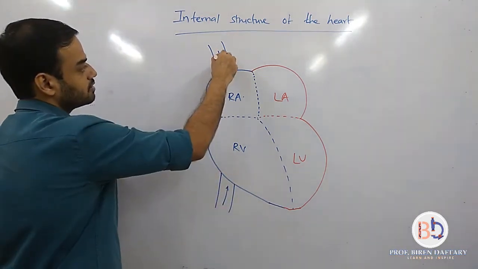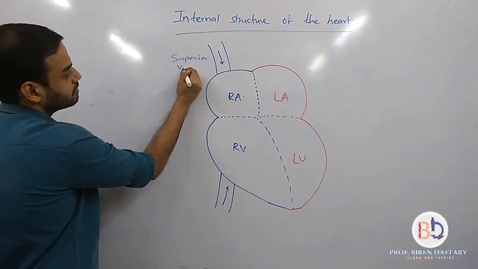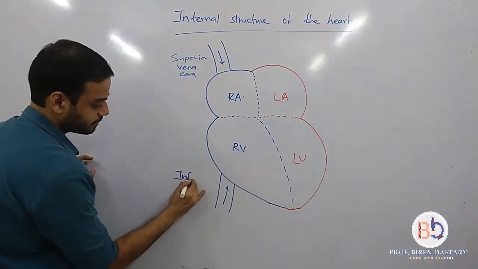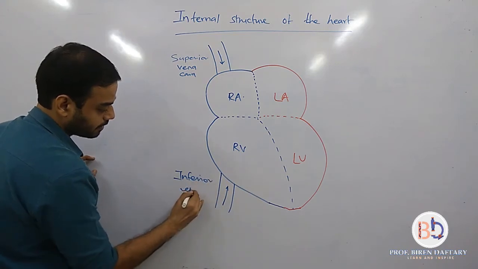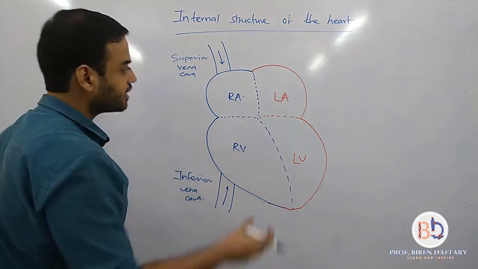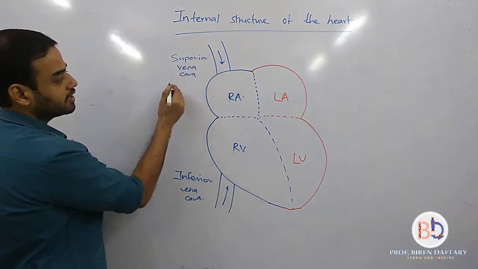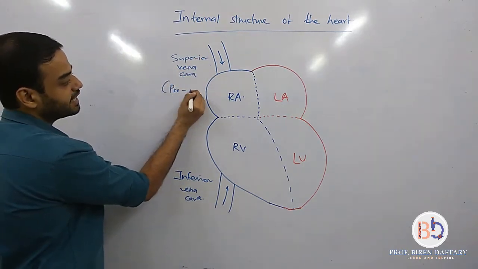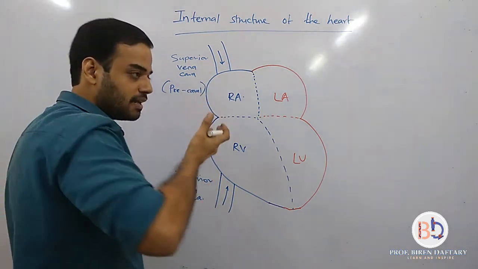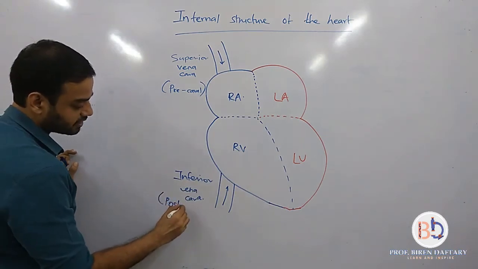Correct? So this is your superior vena cava and this is your inferior vena cava. Correct? Now, there is a separate name for both these veins. Superior vena cava is also called as precaval. Okay? Pre मतलब जो पहले आता है. And inferior vena cava is called as postcaval.